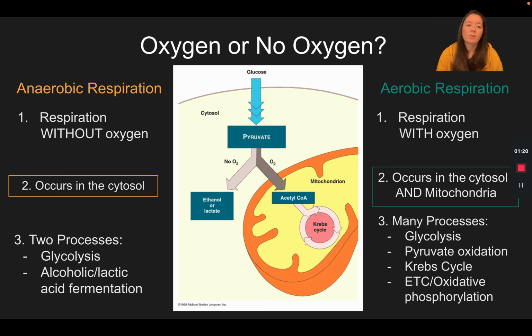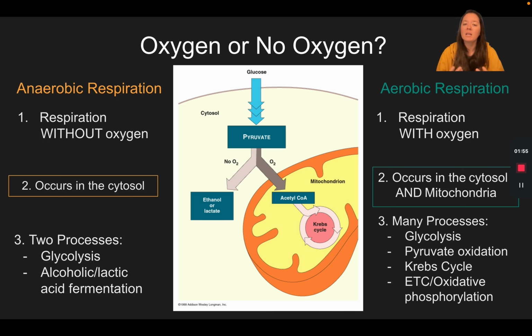So with anaerobic respiration, again, no oxygen, and in the front, that prefix means without or no, so no oxygen needed. It occurs in the cytosol, and it has those two processes of glycolysis and fermentation, whether that's alcoholic fermentation or lactic acid fermentation. On the other hand, aerobic respiration happens with oxygen, because aerobic means with oxygen. It occurs in the cytosol because it goes through glycolysis, as well as in the mitochondria.